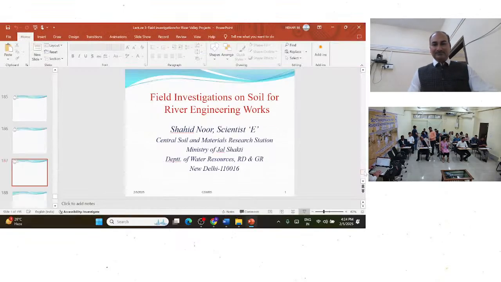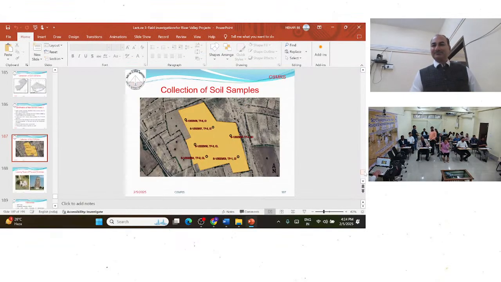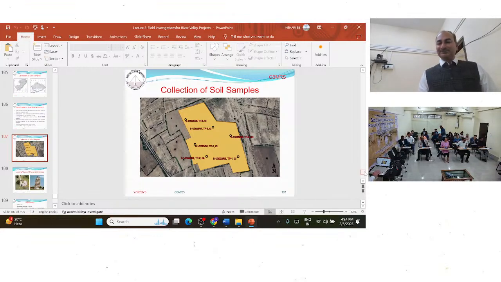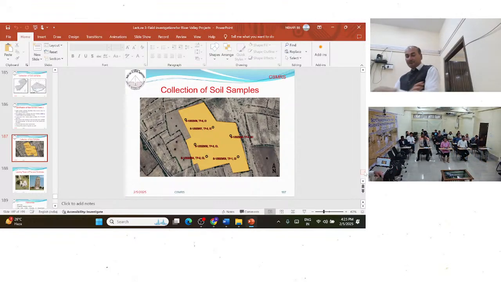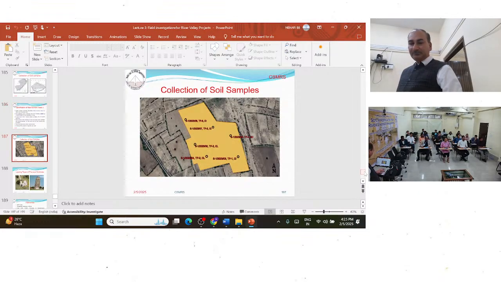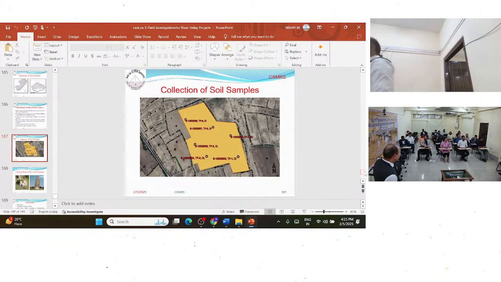One of the tests which Mr. Shahid has introduced is the pressure limit test, and the pressure limit test is one of the advanced tests which many organizations do not have. It's only at CSMRS that we have procured this facility. And it is really a very helpful test. I have been using it for many years now. You should know about this test also.